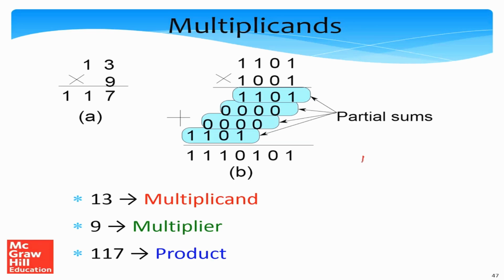So in the last step, what we are doing is we are writing the multiplicand, which is n, and we are adding it to the partial sum, right?